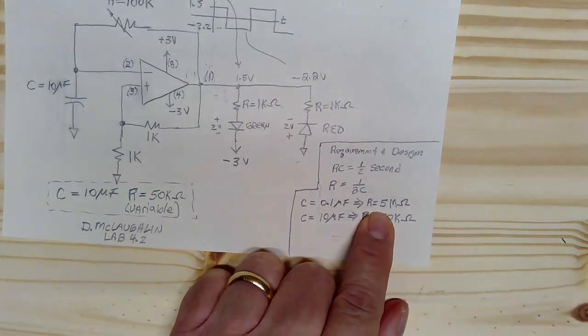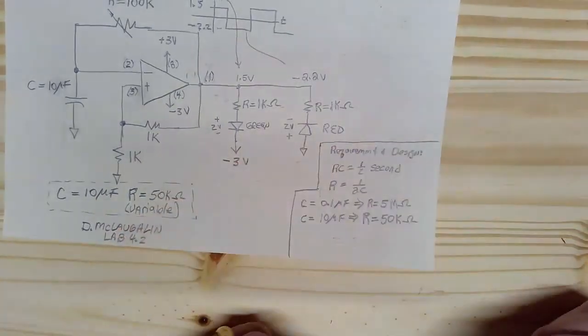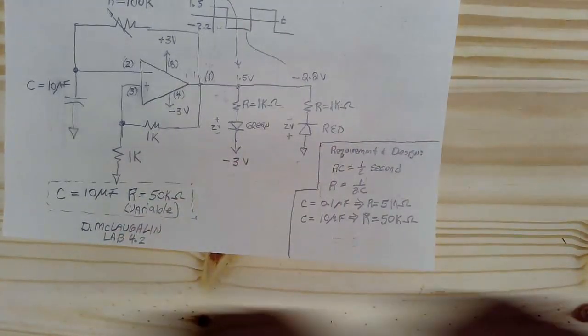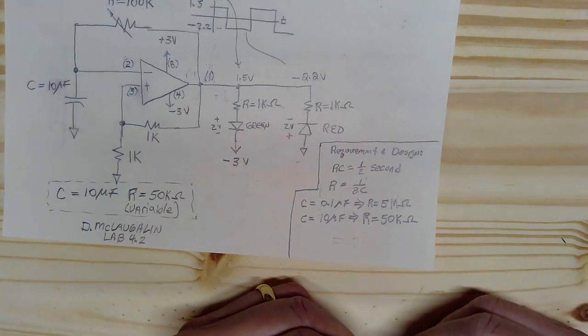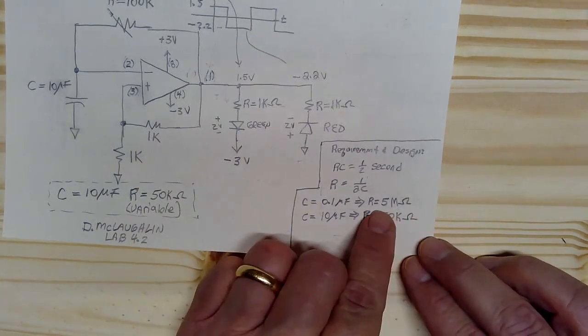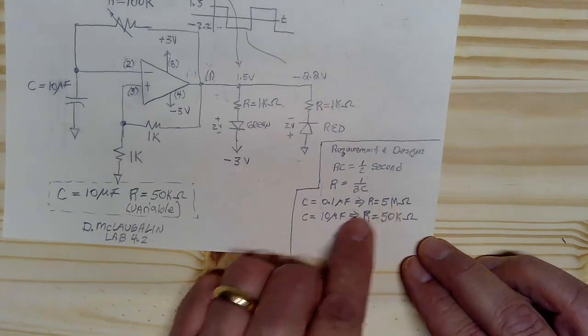First of all, we don't have one that big in our kit. Second of all, when you get to such a large value of resistance, then other things in the world, like your body, actually has resistance significantly less than that. And if you touch it, then you can change the circuit considerably. So we want to stay away from such a very large value of resistance.